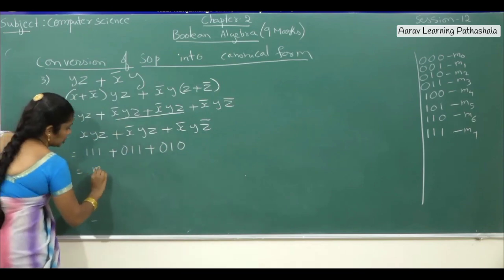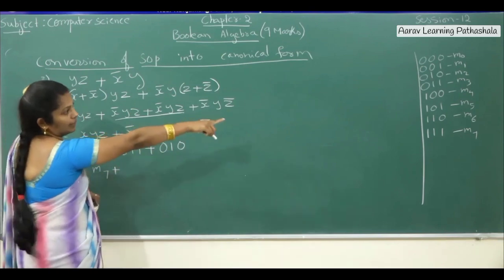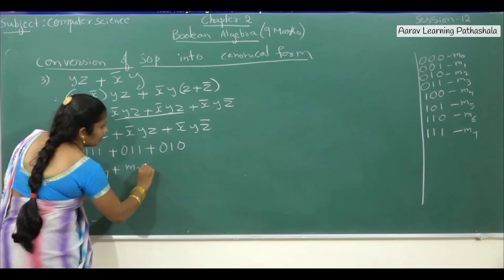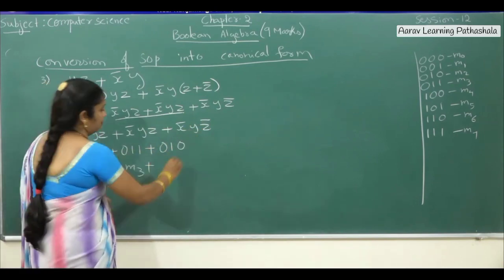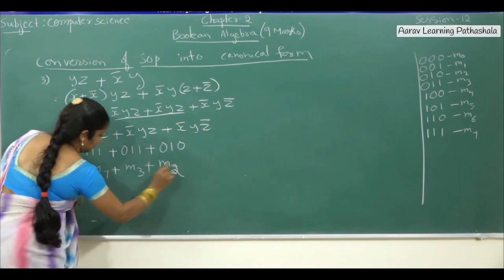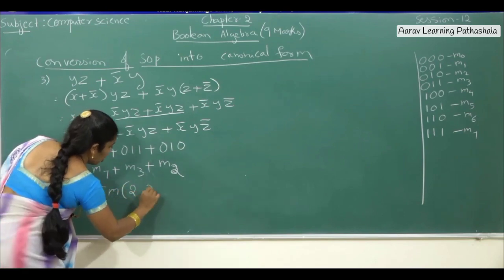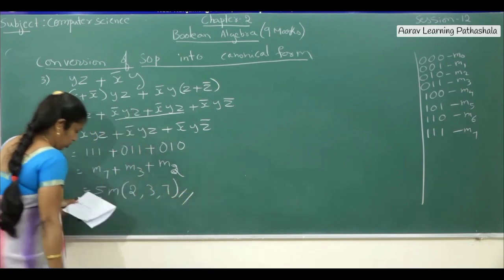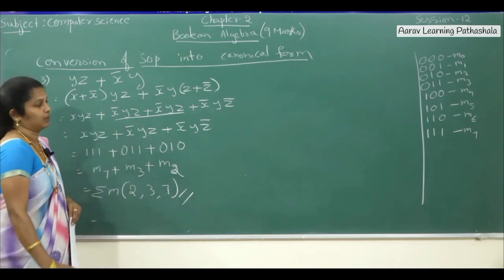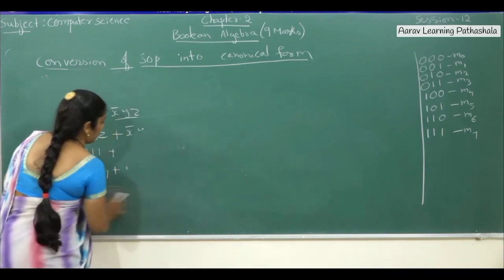That equals small m of triple 1, which represents M7. 0 double 1 represents M3. 1, 0, 1 represents M2. Therefore, the final canonical form is sigma small m of 2, 3, 7. This is the canonical form of the given expression. Now we'll explain one more problem in the same pattern.